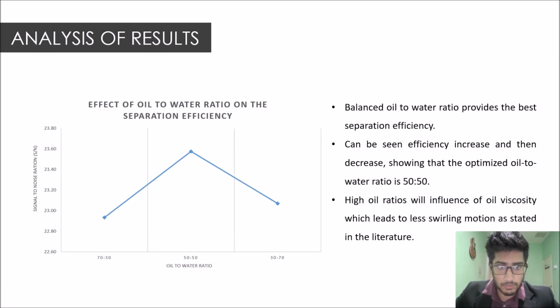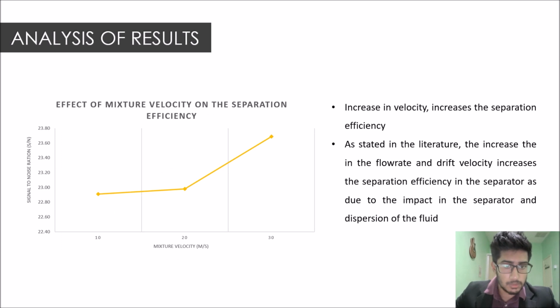The same thing applies to the oil to water ratio. The best oil to water ratio is 50-50, as there's a peak in the graph, and anything other than that will not be so good. It's not the same for the velocity, however, because in this graph it is a steady graph. You can see that the higher the velocity, the higher the separation efficiency. This is on par with our literature, which shows that the higher the flow rate or drift velocity, the better the separation efficiency, due to the impact in the separator and dispersion of the fluid.